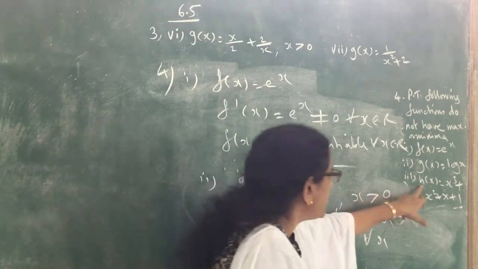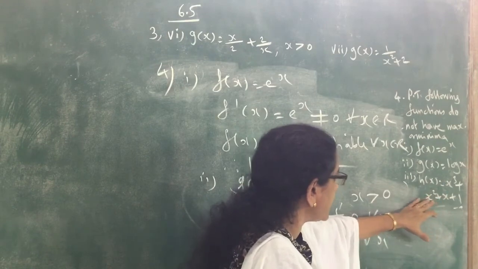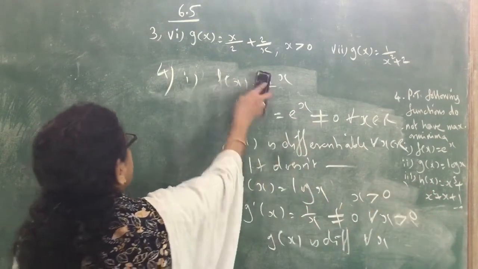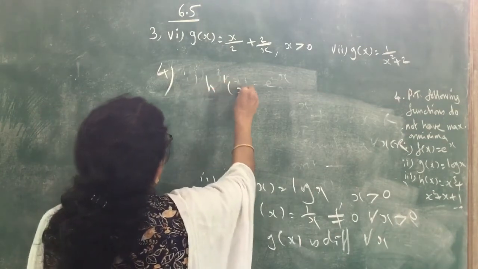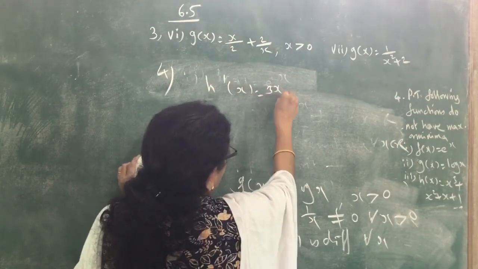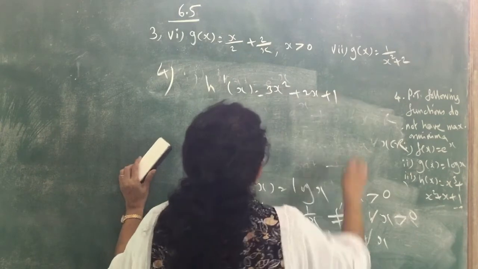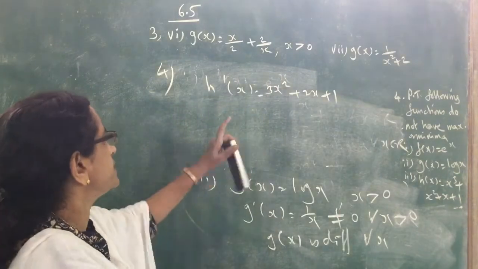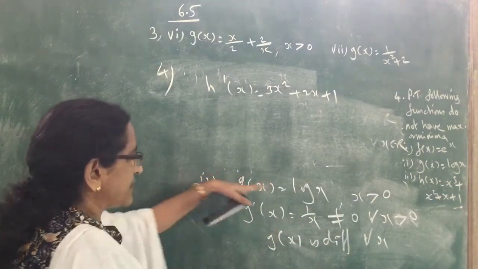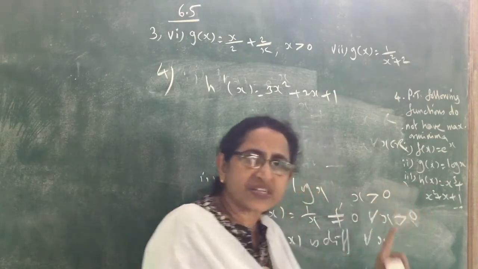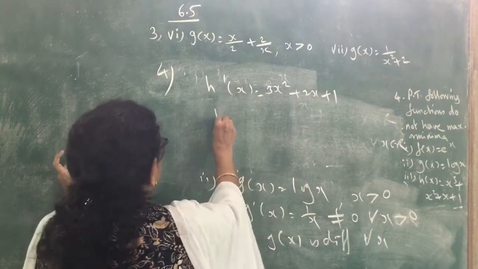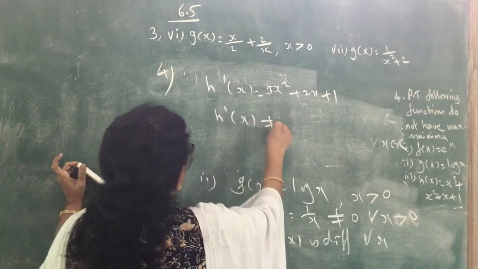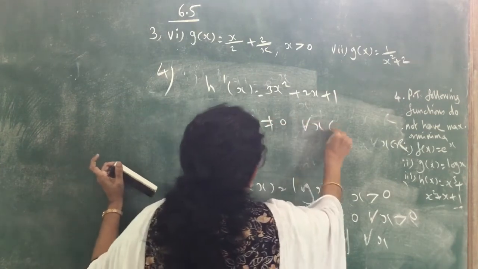Similarly, third one, h of x. Here it is a third degree polynomial. First find the derivative, h dash x. So h dash x equal to 3x square plus 2x plus 1. And we know this is differentiable. Given function h of x is differentiable for all x, and also this h dash x is not equal to 0 for every x belongs to R.